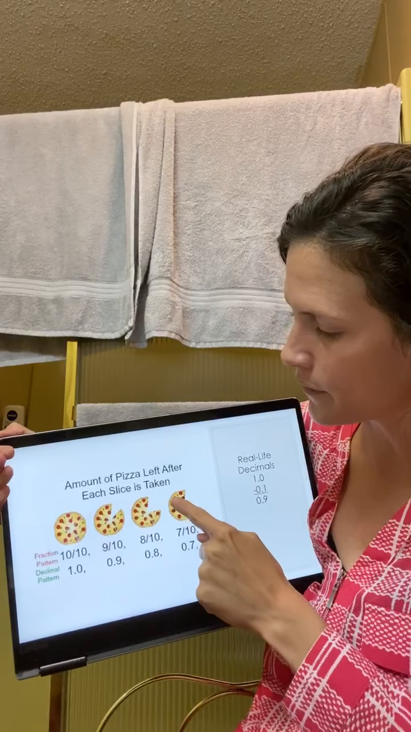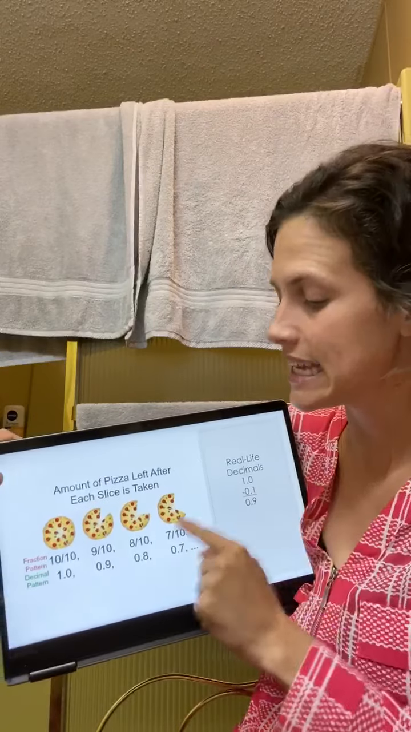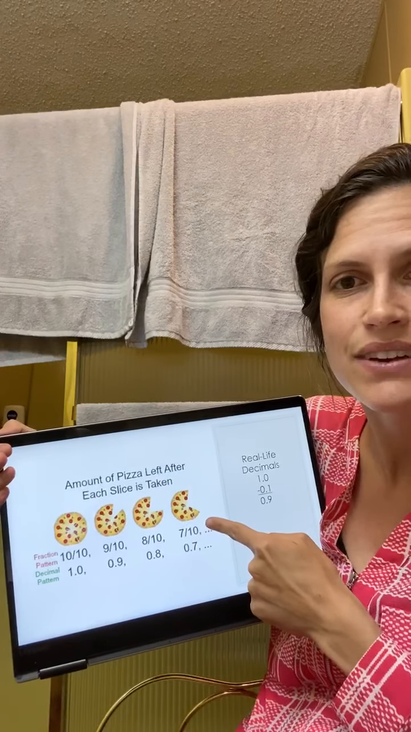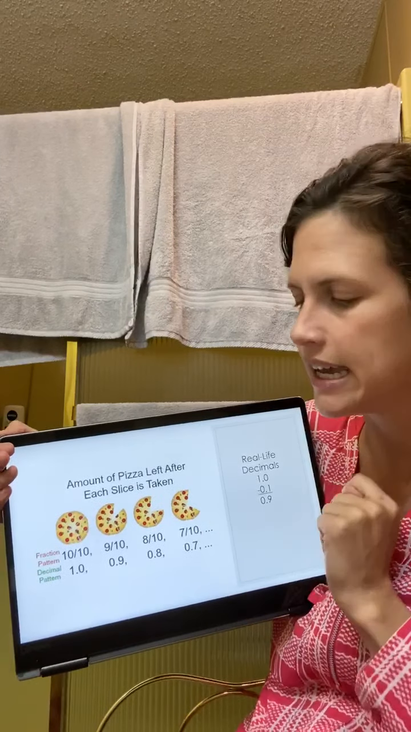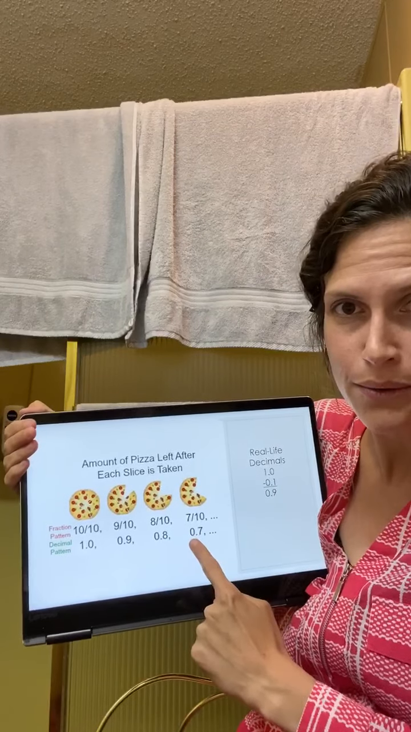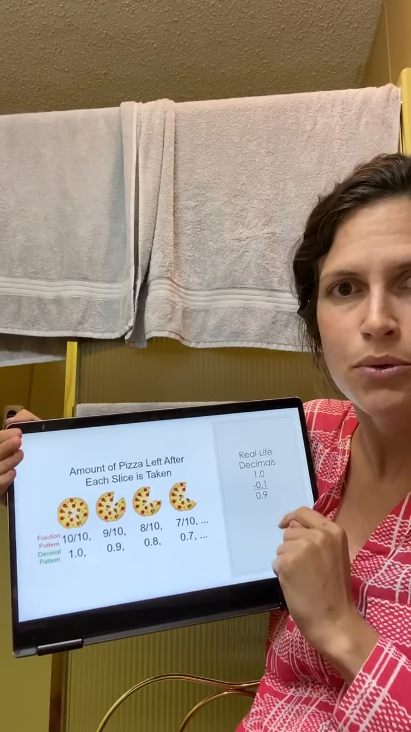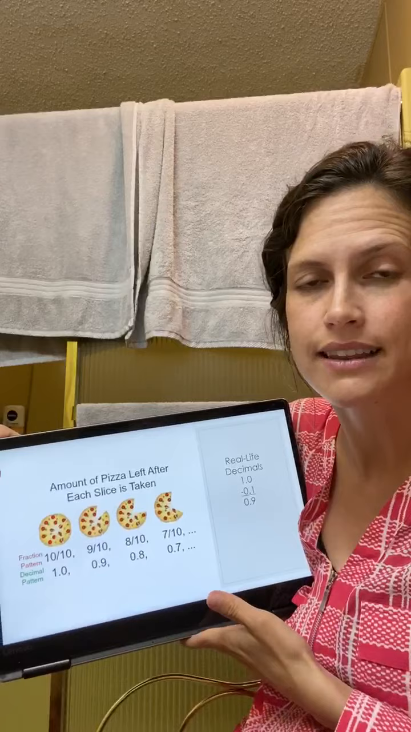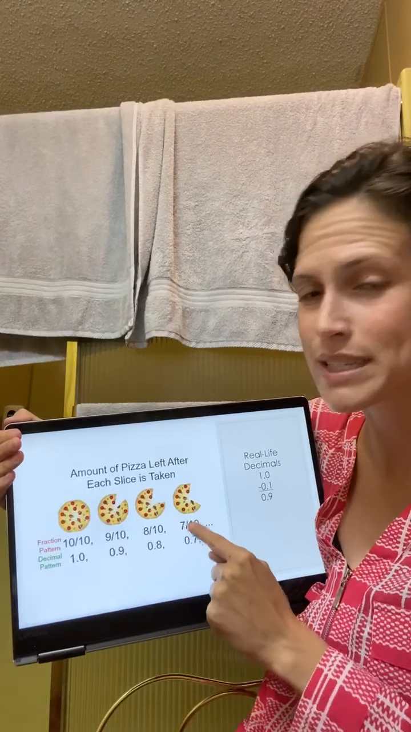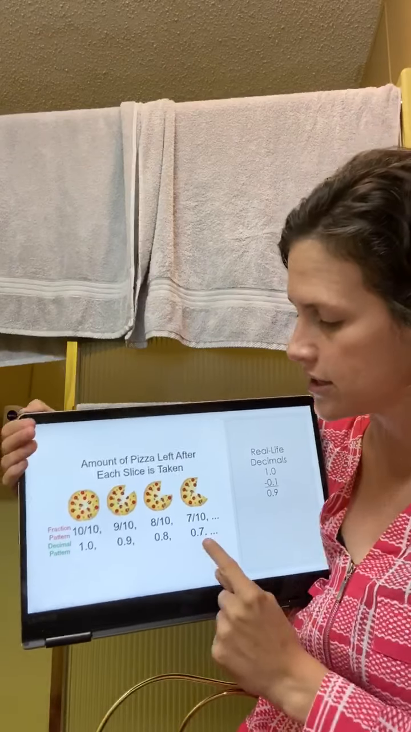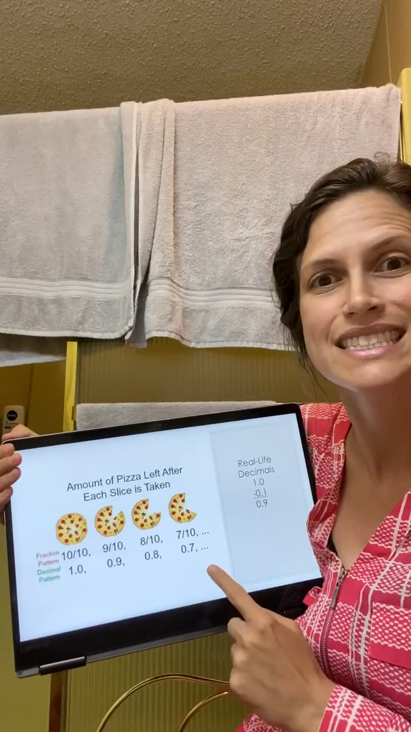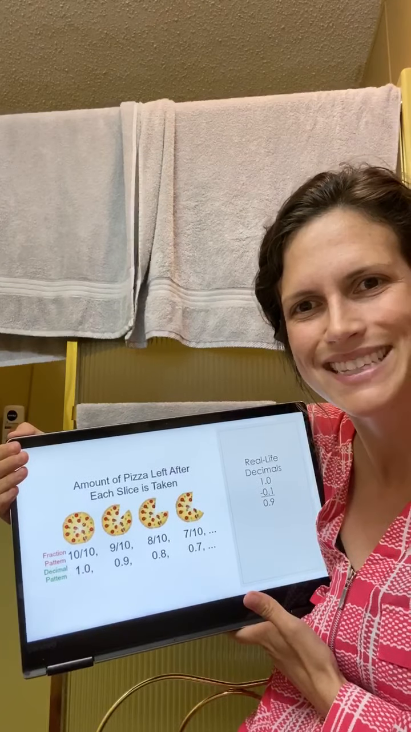1, 2, 3, 4, 5, 6, 7. 7 out of 10 pieces left. If we write as a fraction, 7 out of 10, 7 tenths. Let's write it as a decimal. Once again, we have a 0 on the left of the decimal point because we do not have a whole pizza left. But how many tenths do we have left? Well, we set up here, we have 7 tenths. So let's put a 7 right here. 0.7 or 7 tenths are left of the pizza.